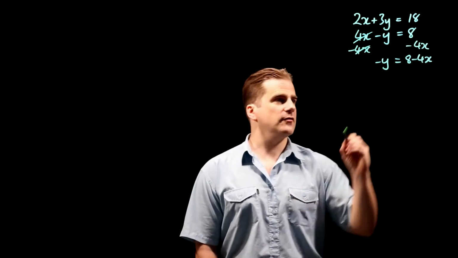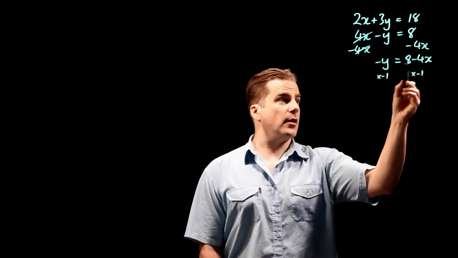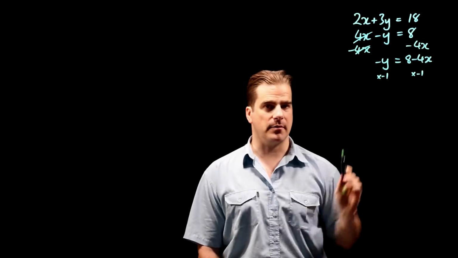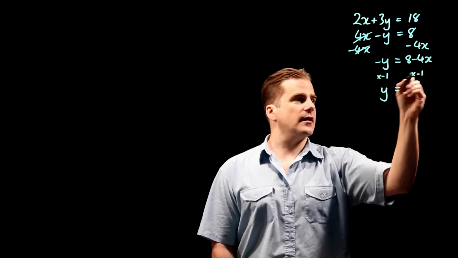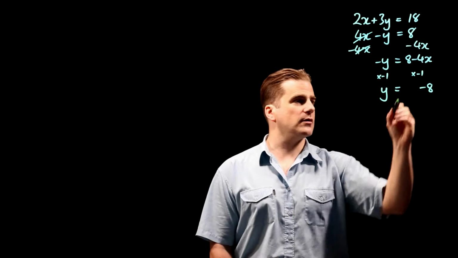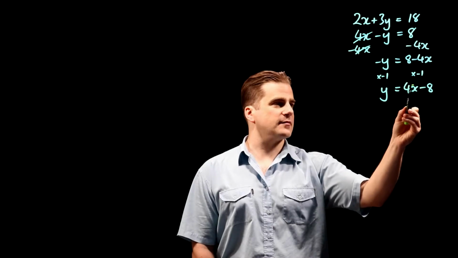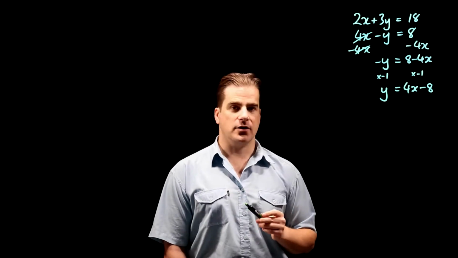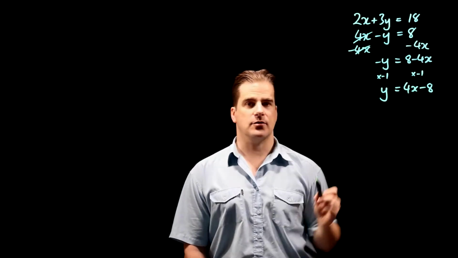Let's make y positive by multiplying everything by minus 1. Have to multiply both terms by minus 1 because we're multiplying everything on the left and everything on the right by minus 1. So minus y times minus 1 is y. 8 times minus 1 is minus 8. And minus 4x times minus 1 is 4x. And I've written it 4x minus 8 rather than minus 8 plus 4x just because it's neater. Okay, good. So we've achieved the first objective. We've made y the subject of its equation.